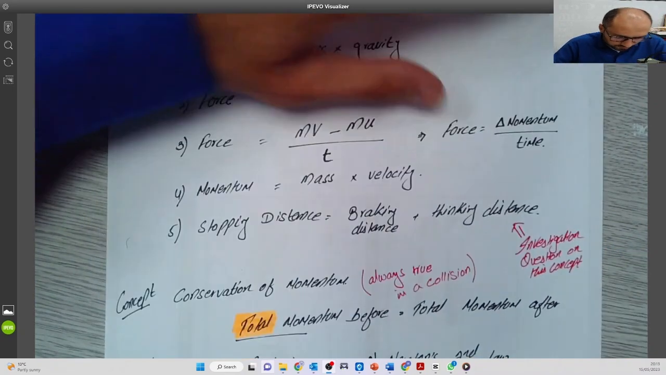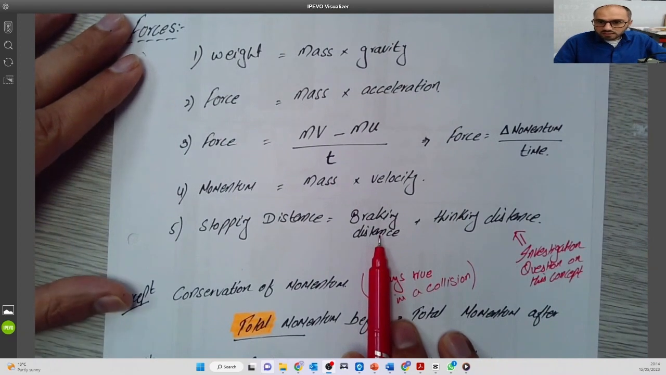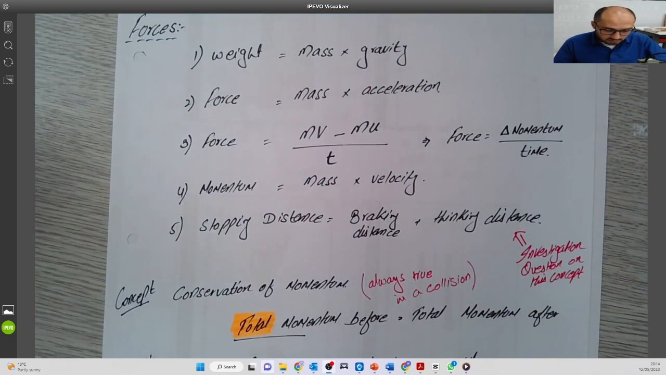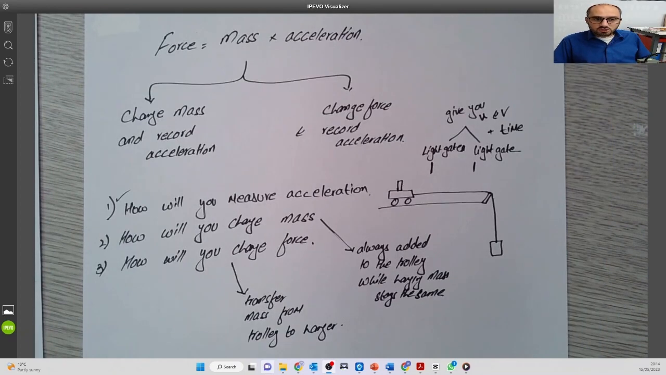So you will need to know what are the factors on which braking distance depends and what are the factors on which thinking distance depends. We'll do one question on this as well, and that will make things more understandable for you. Okay. This is all you need to know for this topic.